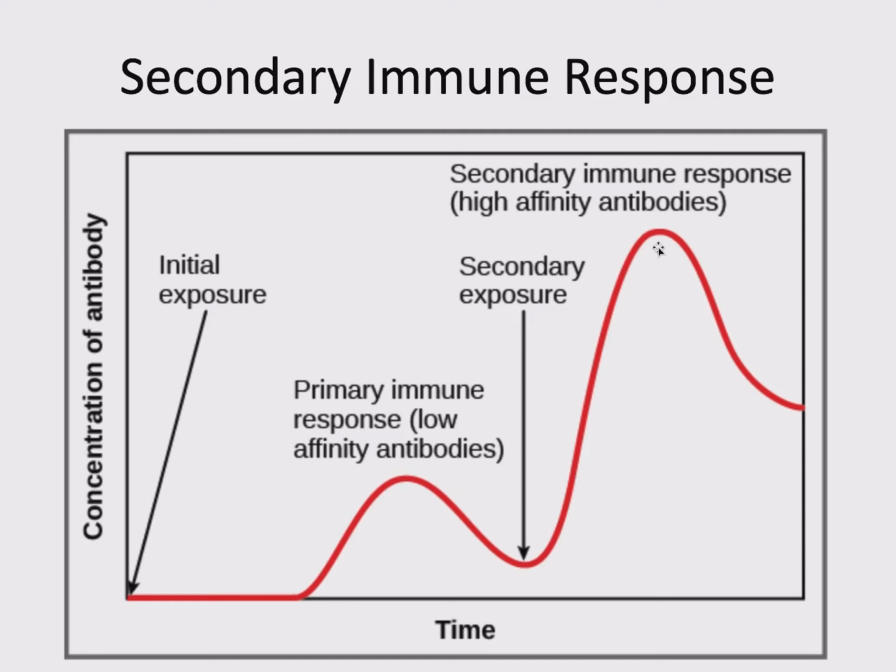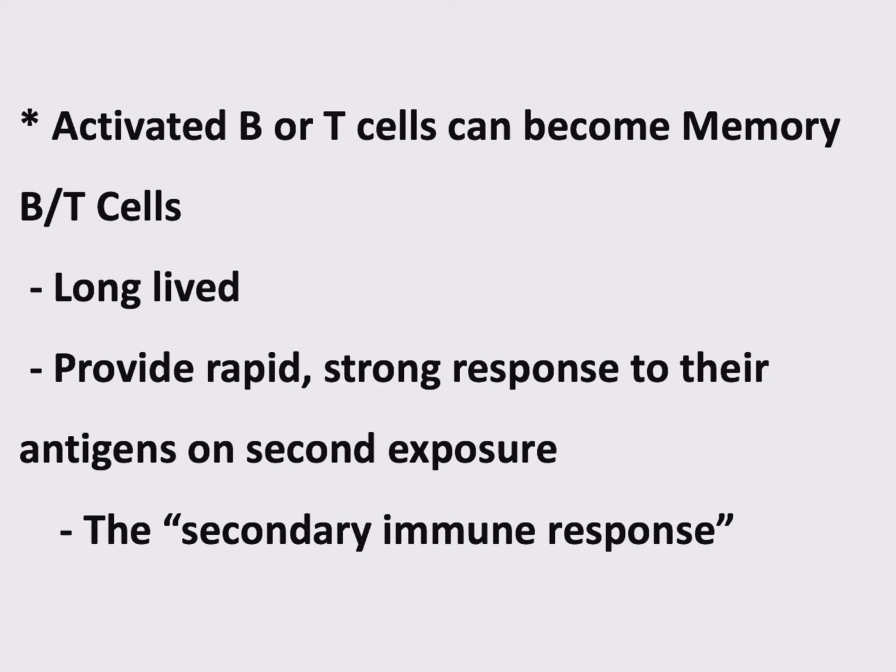Oftentimes, this secondary immune response can be so strong and fast that it prevents you from even feeling sick. You've been exposed to some pathogen, but your body fights it off before you can have any symptoms of that infection at all. So these veterans do a great job of protecting you. So these memory cells provide a rapid, strong response to their antigens on second exposure. This is called the secondary immune response, and this is going to be involved when we talk about vaccines and how vaccines work. But that's going to be later in the chapter.